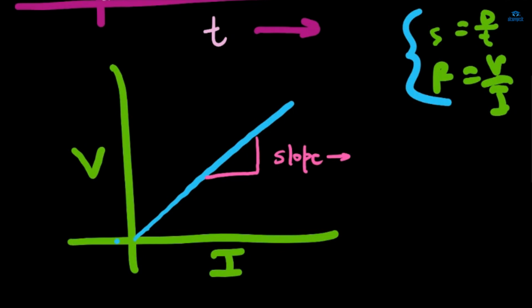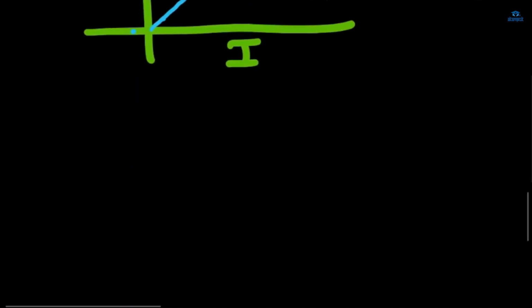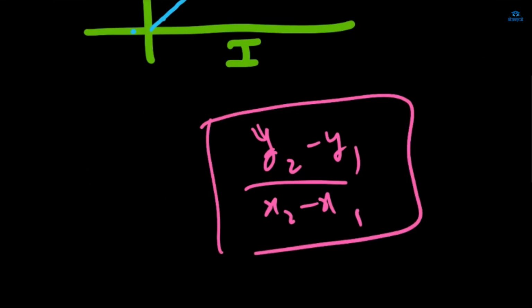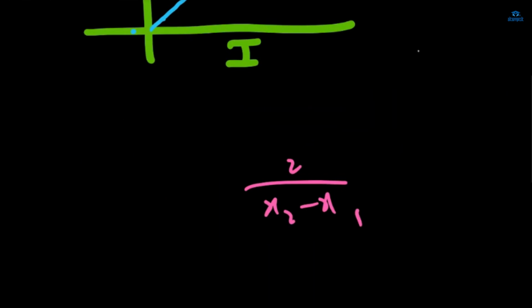Because slope is y by x. In maths you will study about slope, that is y2 minus y1 upon x2 minus x1. You all will study about this, the slope in maths, or must have studied. I don't think you have studied it yet. I think you will study about slope, that y2 minus y1 upon x2 minus x1. Okay, y by x.